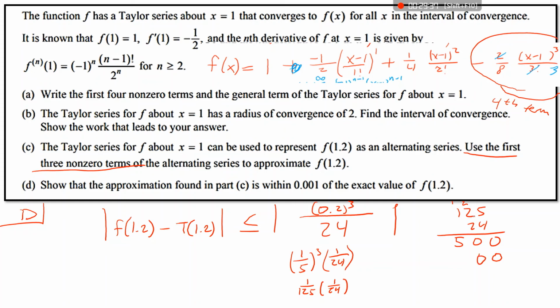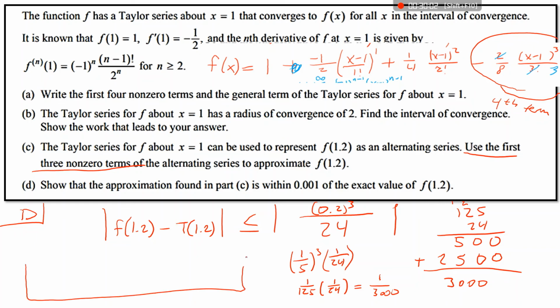Okay, cool. So this is 1 over 3,000. Okay. So we've just proven, I'm going to write over here somewhere, that the difference between our approximation and the actual value at 1.2 should be less than or equal to 1 over 3,000, which is what they wanted us to prove.